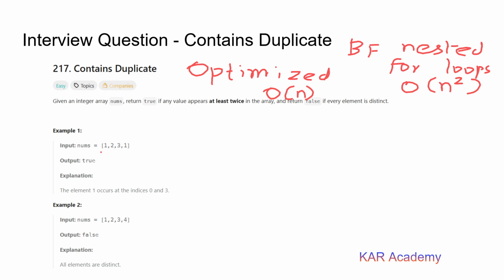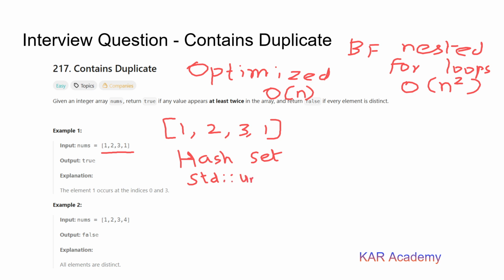So here the problem is that we just need to find the duplicates, right? So let's take this case 1, 2, 3, and 1. So what we just need to know is if this element has already been parsed or something like that, right? So the good data structure for this particular use case is the hash set. So in C++, hash set is implemented with std unordered set.